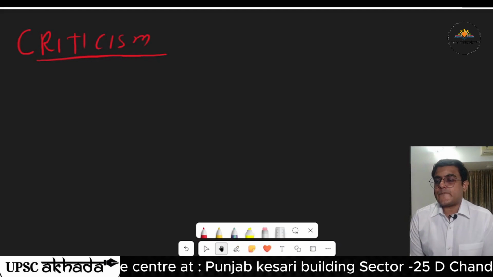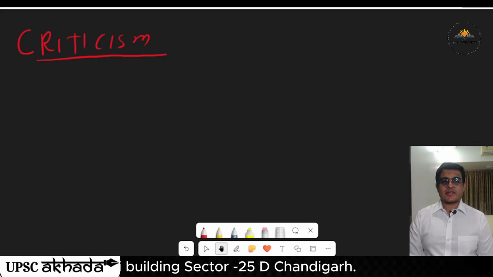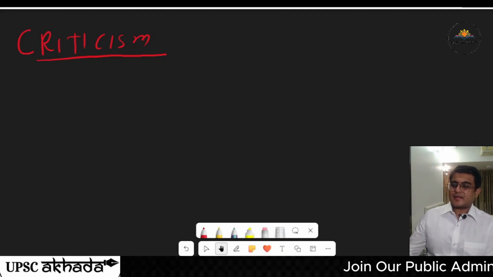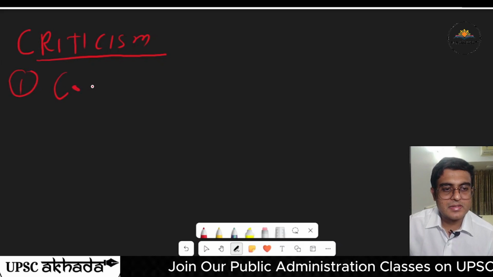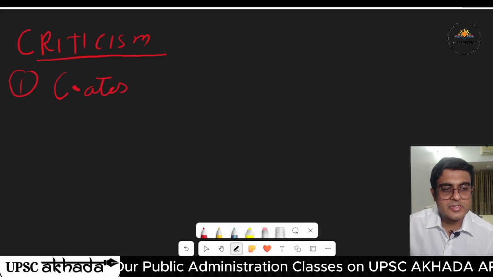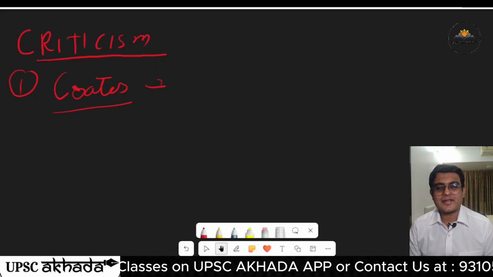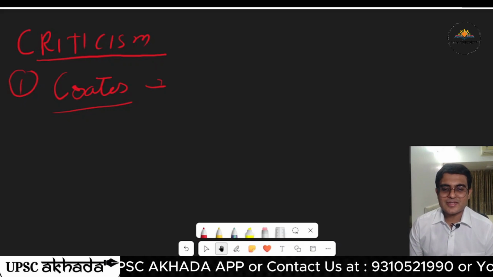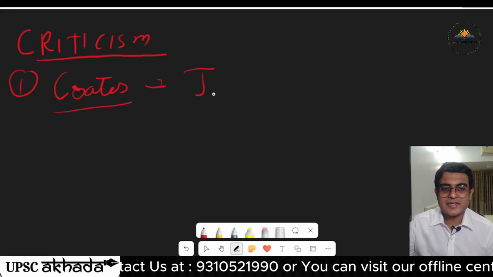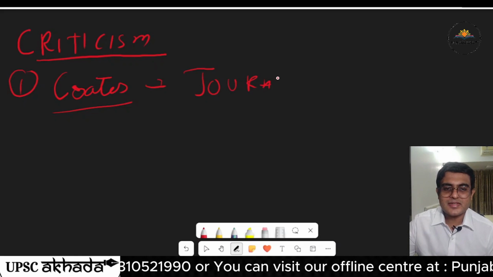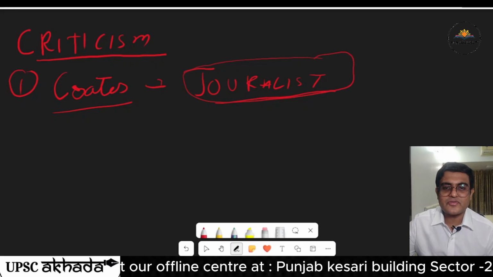Now, what can be the criticisms? See, the criticisms of MBO, management by objectives, we already discussed. Now, we'll discuss some larger criticisms. Joseph Coates says that Peter Drucker's work is like that of a journalist. What he has done is just document good practices happening in various organizations and government settings. His work is of a journalist.